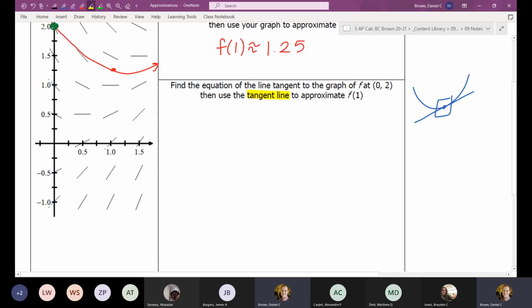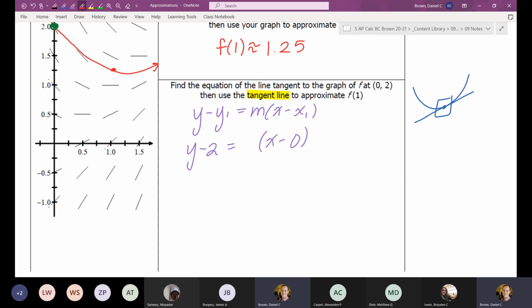So whenever you're asked to find a tangent line approximation, you basically find the tangent line and then plug the value you're approximating into your tangent line. So let's review tangent lines. The basic format is y minus y1 is equal to the slope times x minus x1. We know the initial condition is at (0, 2). So I'm going to have y minus 2, still need the slope, x minus 0.